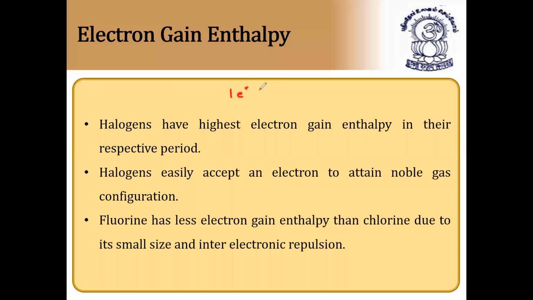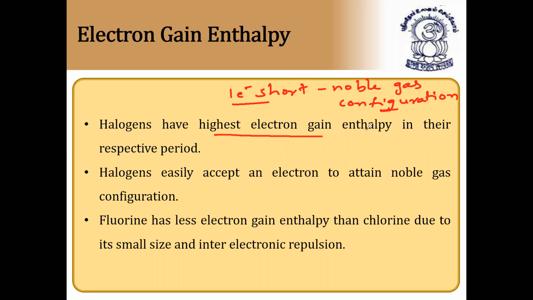One electron short for attaining noble gas configuration. So that's why they always want to gain an electron, to become stable. To attain stability, they always want an electron. That's why they have the highest electron gain enthalpy in their respective periods. Among halogens, halogens easily accept an electron to attain the noble gas configuration.